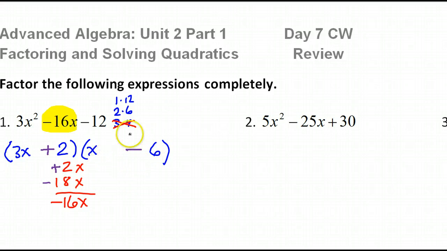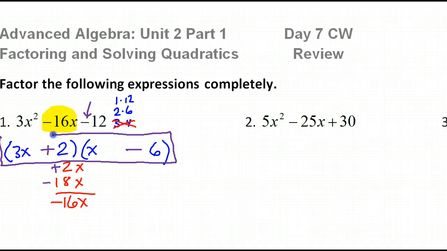And one last thing. I have to make sure that I'm actually going to get a negative 12 if I multiply these. Positive times a negative is a negative, so it checks out. So that's it. Now I can be guaranteed that this is the correct factorization for number 1. Alright, move on to number 2.